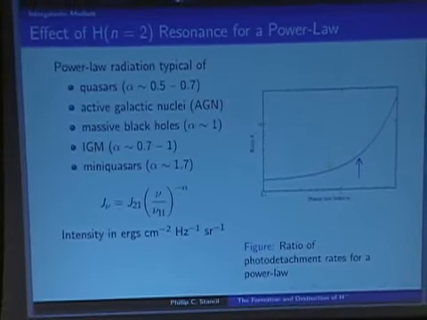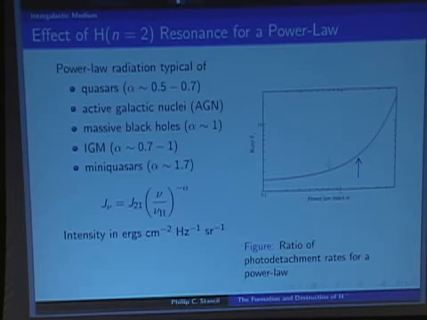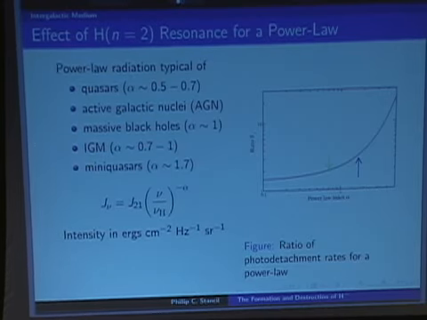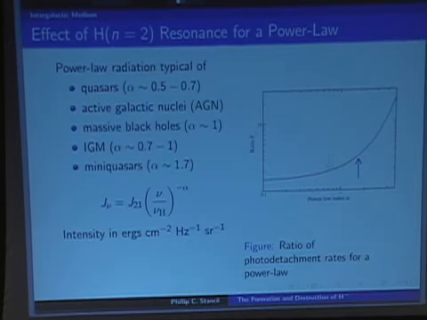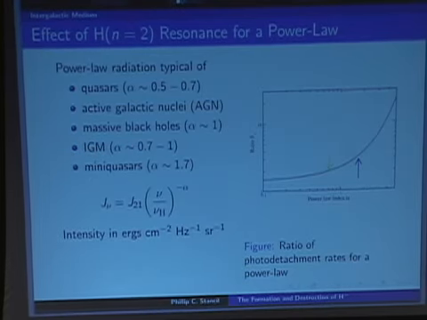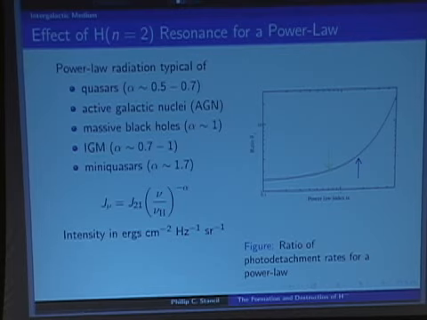Okay. But then we looked at another type of radiation field, which is used a lot in cosmology, that is the power law, and it could be applicable to a number of types of objects: quasars, active galactic nuclei, massive black holes, just the intergalactic medium, or these mini quasars. And here the radiation field is just given by the frequency of the photons divided by the frequency at 13.6 eV of hydrogen to this power, minus alpha.